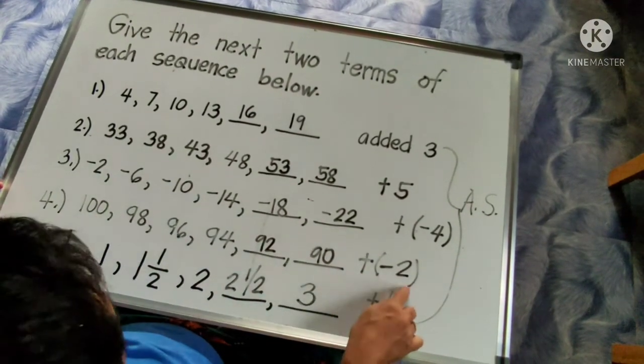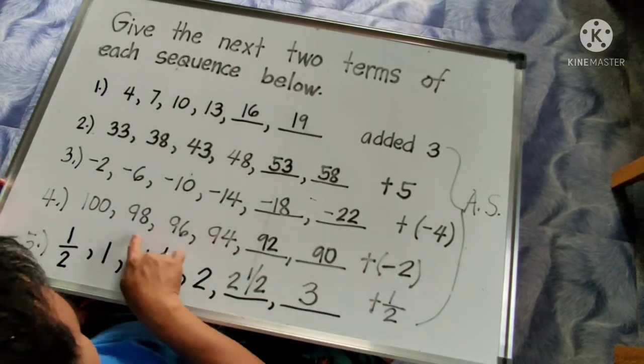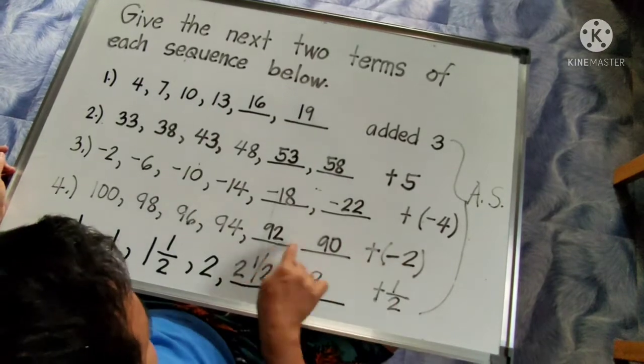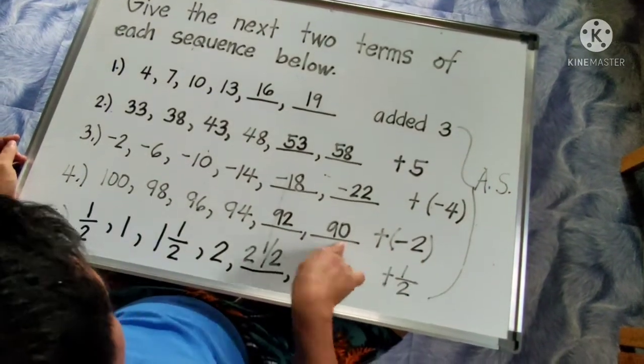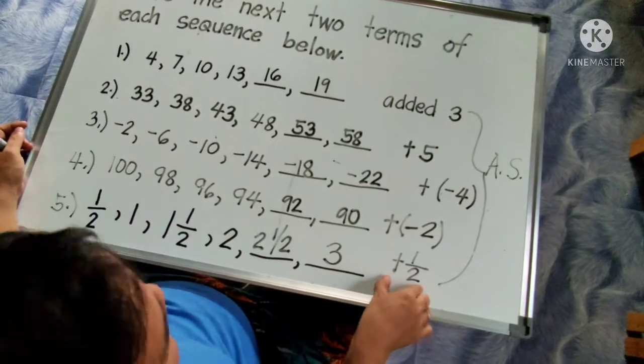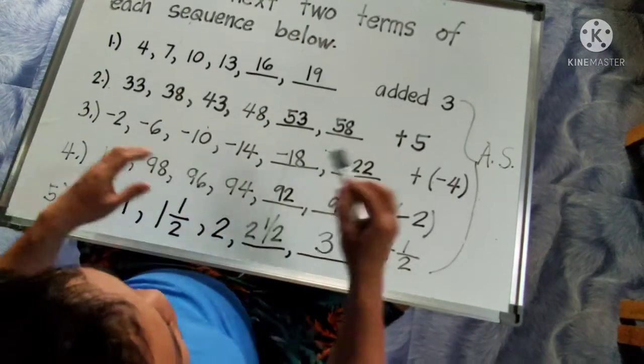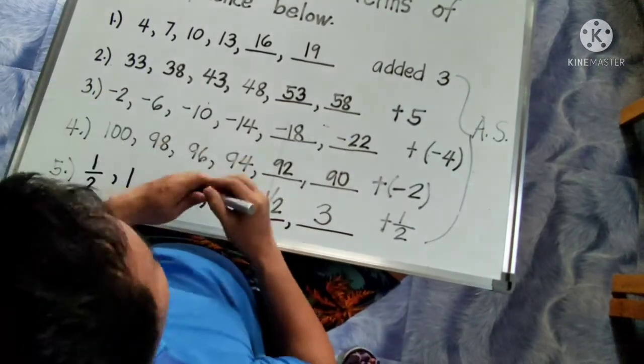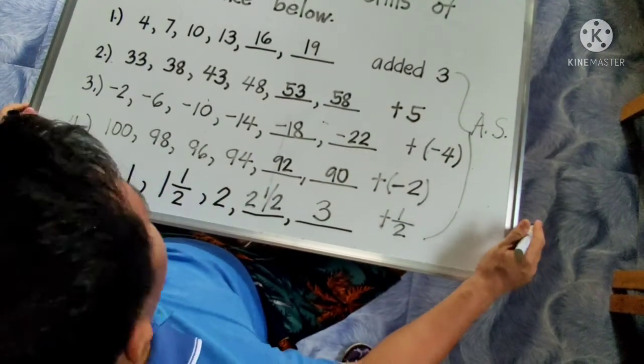100 minus 2 is 98, minus 2 is 96, minus 2 is 94, minus 2 is 92, minus 2 is 90. And in number 5, we added 1 half. These constant numbers that we have here are what we call common difference.